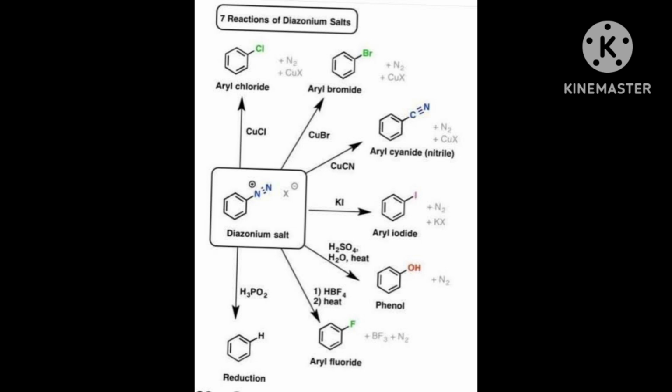Then you got aldehyde. Then ArN2Cl, ArN2 plus Cl minus plus ethyl alcohol, it will give ArH plus N2 plus acetaldehyde, CH3CHO, plus HCl.